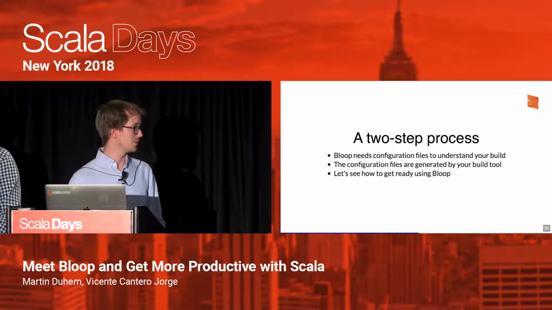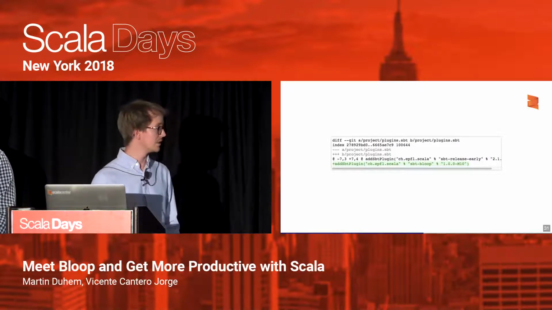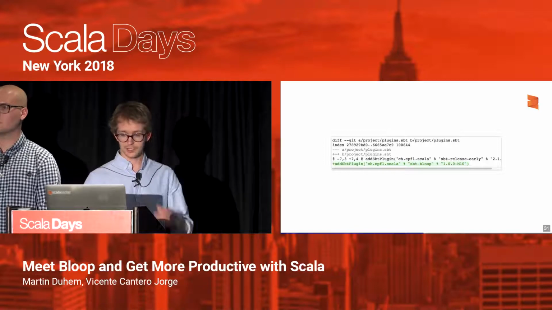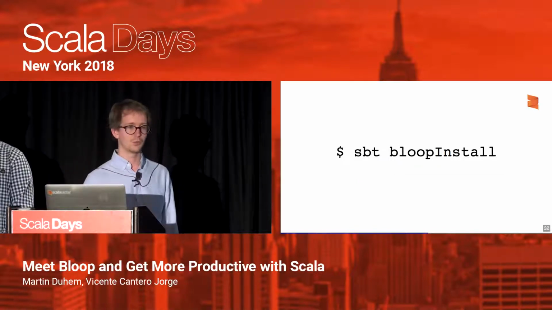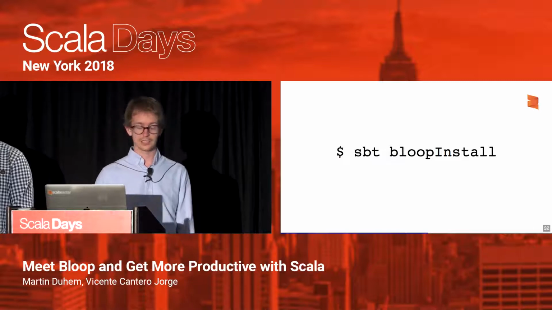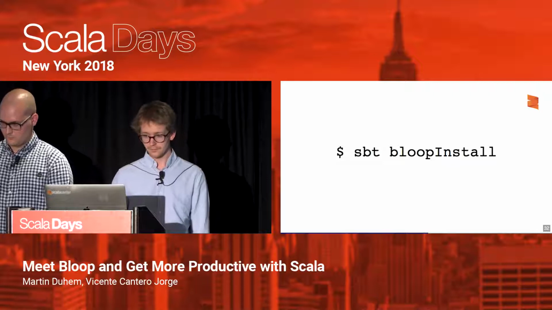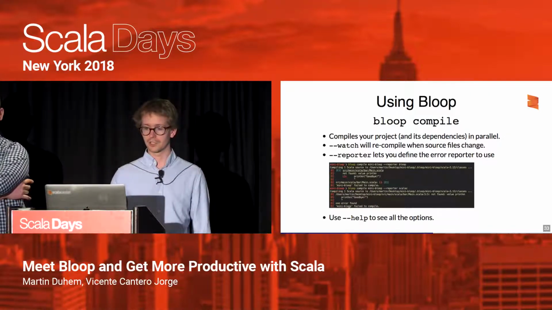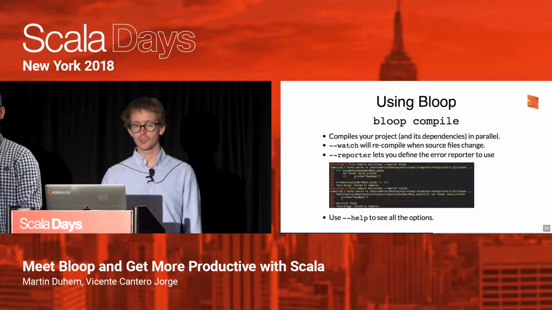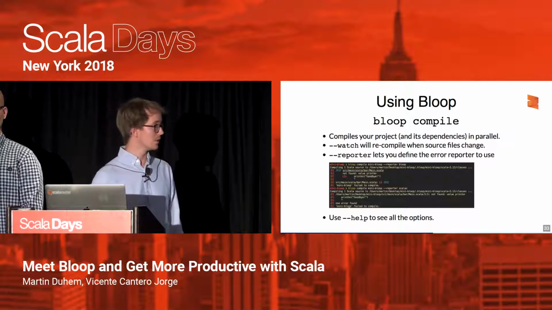So let's see how to get ready using Bloop. First, in the example of SBT, you would just add one SBT plugin, it's just one line. You depend on that plugin, and then using SBT, you can run Bloop install. And this task is going to generate all the different Bloop configuration files for a project. Once you have them, we expose 4 main commands for Bloop. First, we have Bloop compile, which obviously is going to compile a project and its dependency, doing it in parallel where it can.